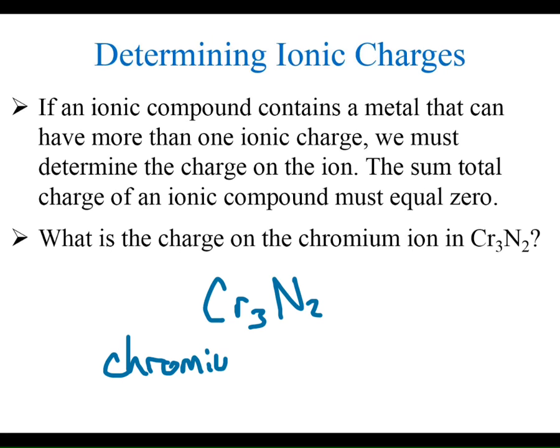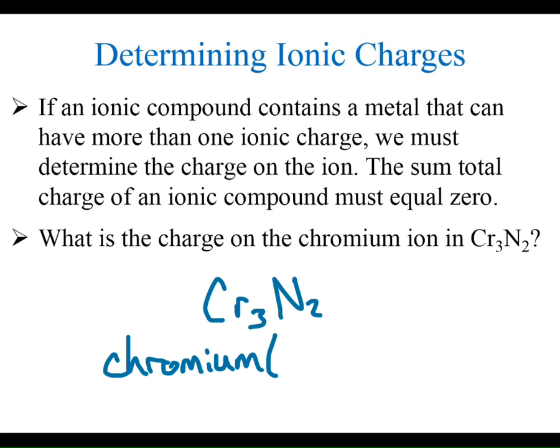Find chromium on your periodic table. Which number is it? 24. Everybody find it? It's number 24. Okay, it's not in group 1. It's not in group 2. It's not in the magic triangle. So what does that mean? It means the charge varies. It's not always the same.